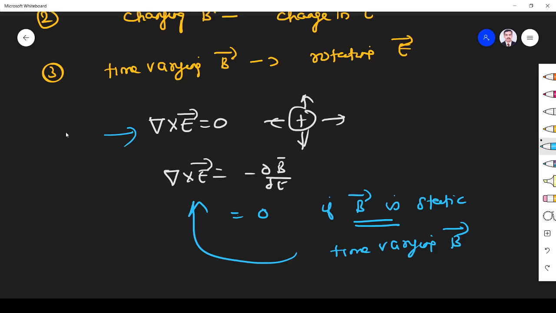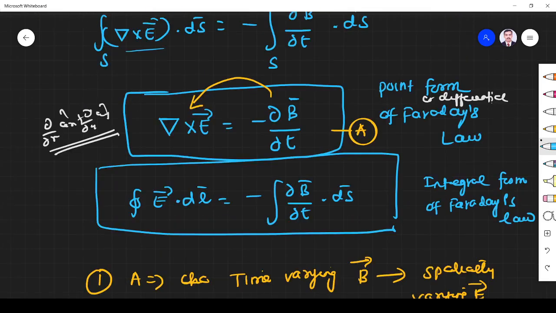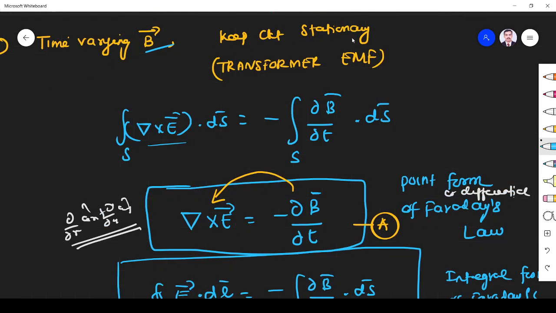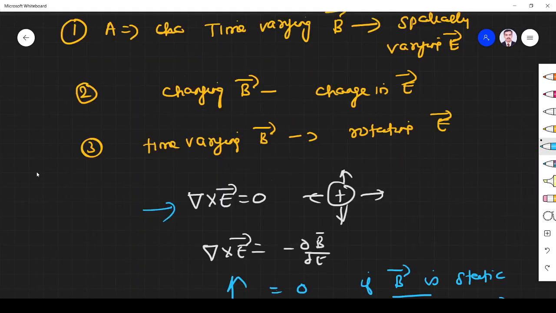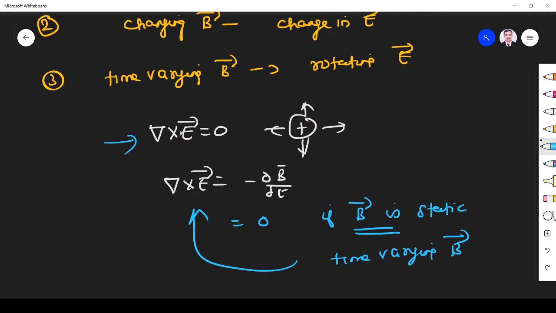What is the condition we have kept? The magnetic field is varying and the circuit is kept stationary. At that time only it is possible. Otherwise, del cross E is equal to 0 only, as we studied in our electrostatics. Clear? So this field will rotate, right?